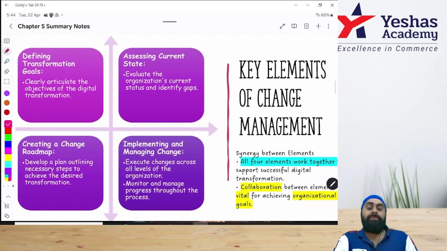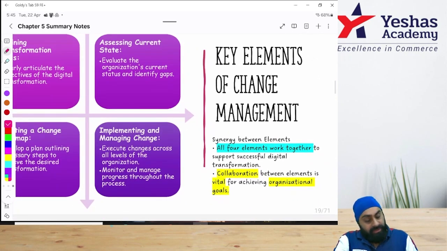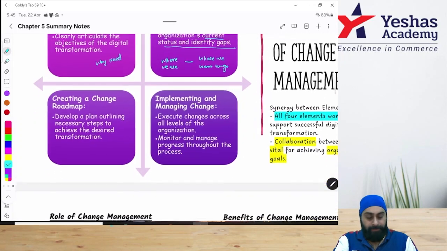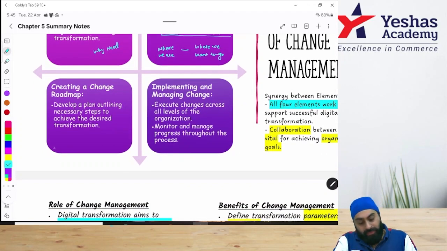Now, when we talk about key elements of a digital change, all four key elements should work together. First, defining transformational goals. Basically, what are we talking about? Why the need of change? Then assessing the current state, the organization's current status, and identifying gaps. Where we are, where we want to go. Creating a change roadmap. How to move in a different direction, because the things have changed.